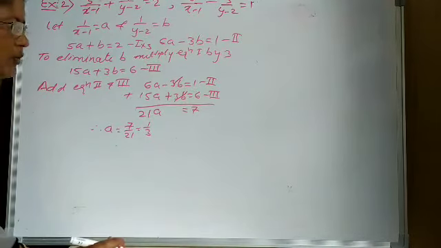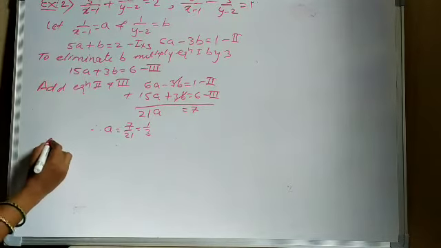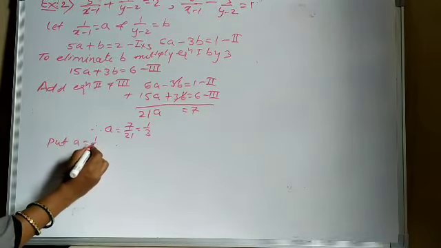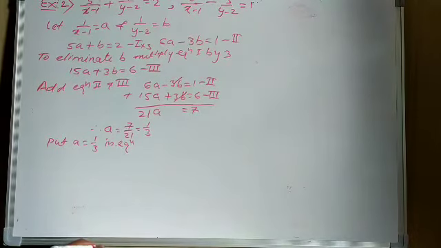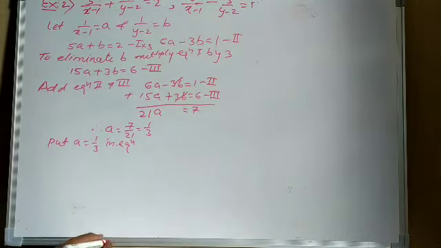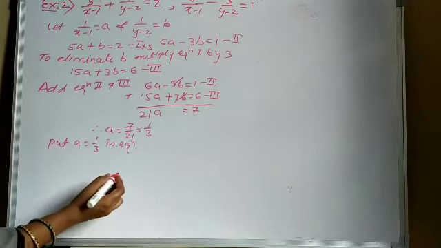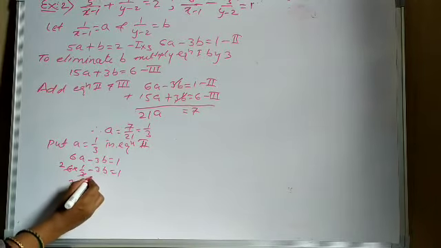Now in order to get the value of b, put a is equal to 1 by 3 in an equation. Any one equation you can take, equation 1 or 2. We will take equation 2. So 6a minus 3b is equal to 1. In place of a, write 1 by 3. When you take 1 by 3 here, the 3 and this 6 will get cancelled. So 2 minus 3b is equal to 1.